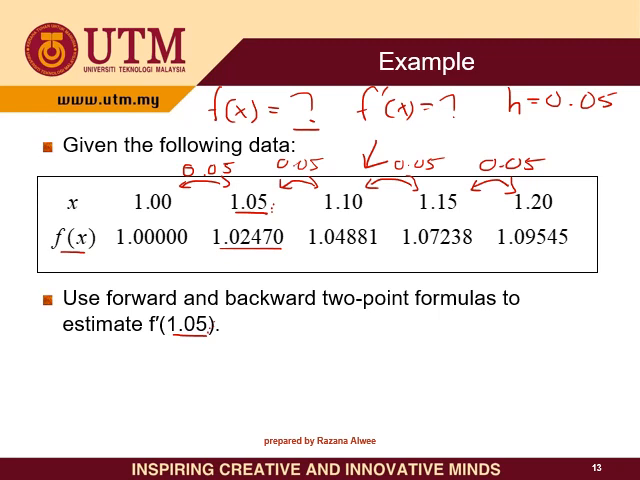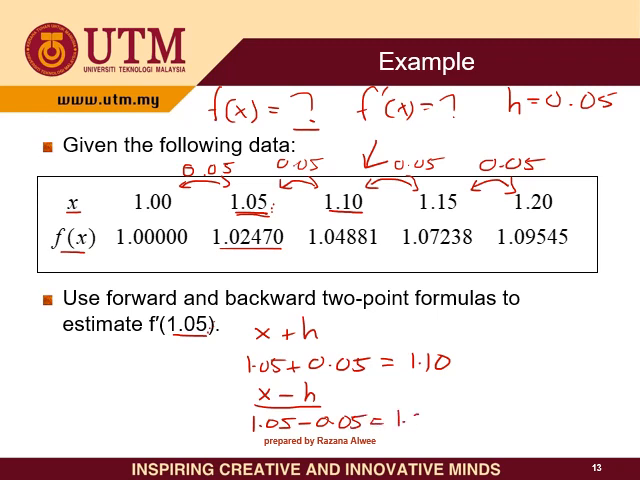You need to know the value of h, and you need to know the value of x. The x here is 1.05. If we look at the forward and backward of this, let's say x plus h: 1.05 plus h, which is 0.05, equals 1.10. Let's say x minus h: x is 1.05, minus h which is 0.05, is 1.00.